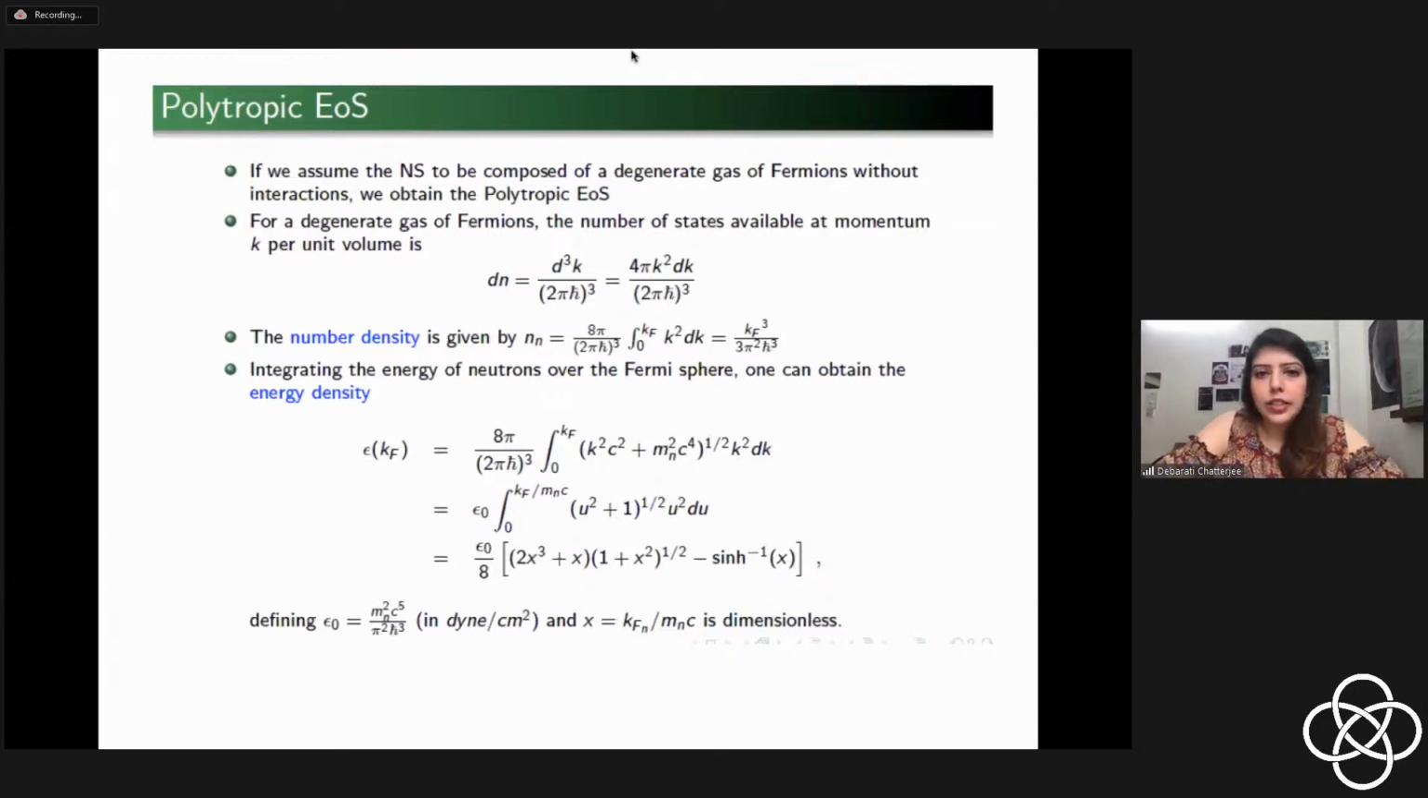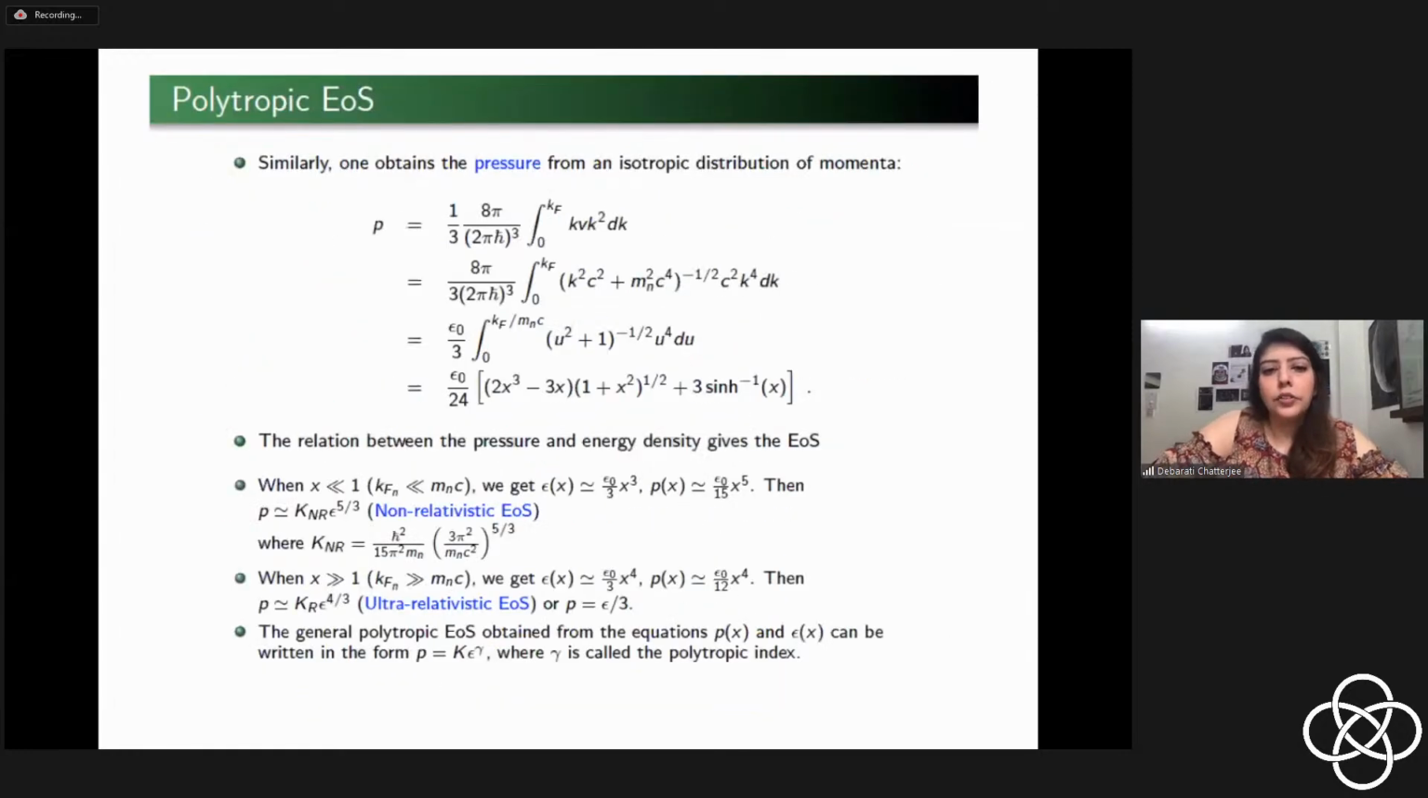Now, in the same way, you can write down the pressure. So now the pressure can be written as 1/3 of the volume times momentum. So you know that this is how you can write pressure. And again, integrating over momentum space, you can write it in terms of these x and u, which are dimensionless quantities. So basically, this is the mathematical formulation of how to calculate energy density and pressure for a system of fermions. So this is a simple calculation. You can also try it out by yourself.